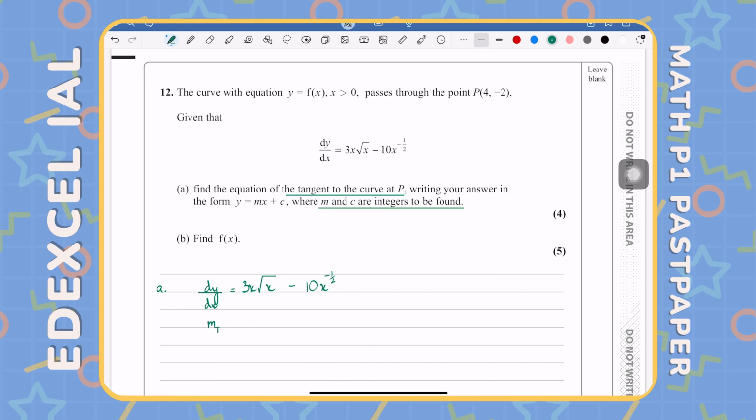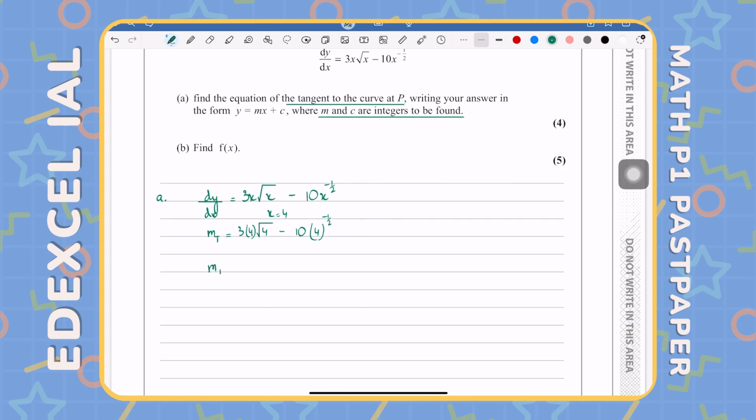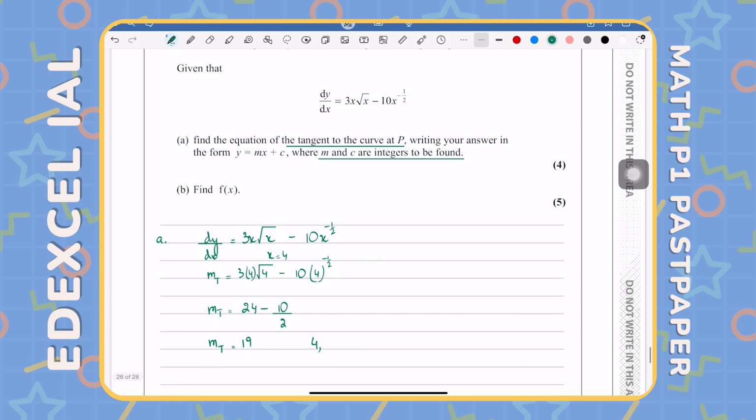So m for gradient, t for tangent, when x is equal to 4. So we're plugging in x equals 4. So 3 times 4 times under root 4, minus 10 into 4 raised to the power minus half, which is basically 10 upon the square root of 4. Okay, so let's see what we get. 3 times 4 is 12. 12 times 2, since the square root of 4 is 2, is 24, minus 10 upon 2, since the square root of 4 is 2. So 24 minus 5, what's that equal to? That's equal to 19.